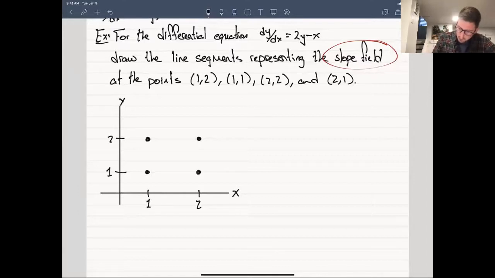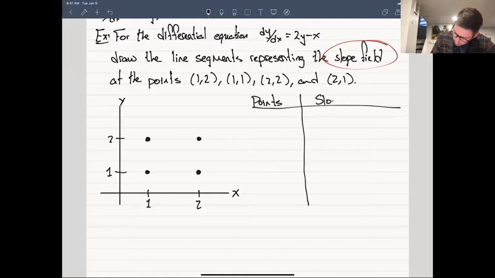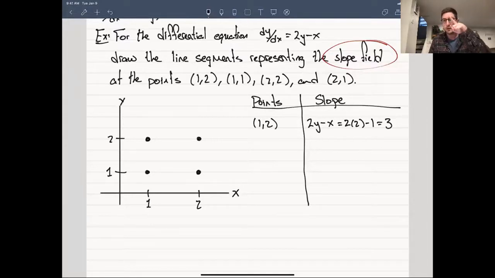Well, okay, so let's list the points. Let's make a little table, points and slope. Start with (1, 2). In this case, the slope is equal to 2y minus x, which is 2 times 2 minus 1, which is equal to 3. So it's positive. That means that the function is increasing. And the value of 3 doesn't mean as much as the fact that it's positive, right? Because these are just going to be sketches.